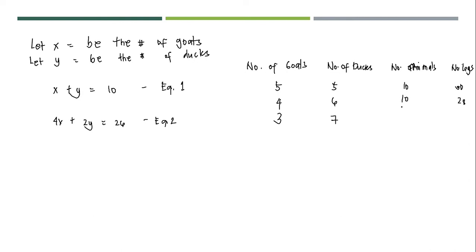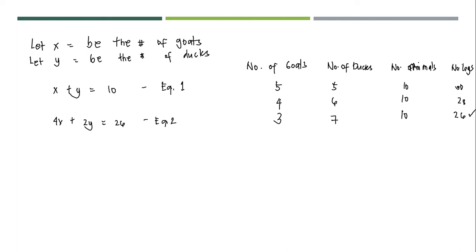The number of animals still is 10, yes. But let's see if the number of legs is already correct, and that will give us 26. So 3 times 4 is 12, and 7 times 2 is 14. So 12 plus 14 is 26. Therefore, we can see that there are 3 goats and 7 ducks. That will make 10 animals, and they have a total of 26 legs.